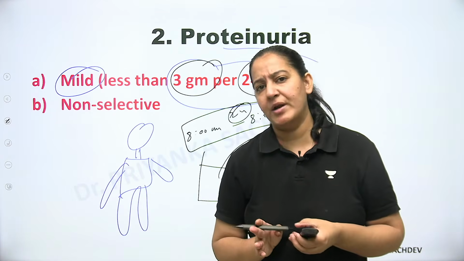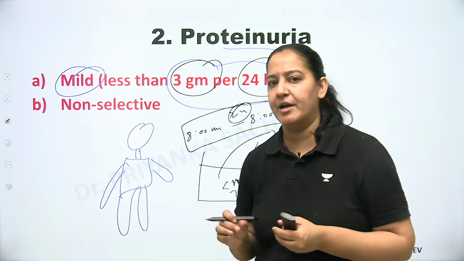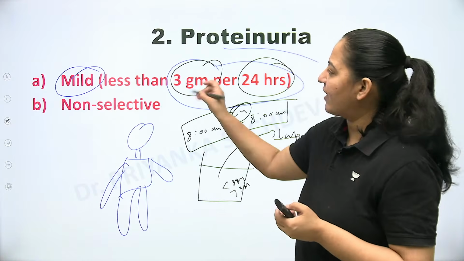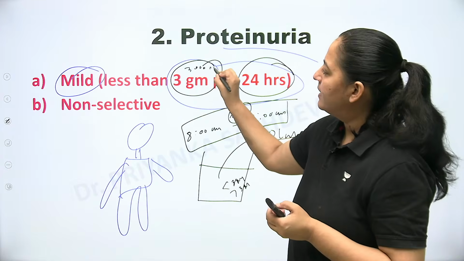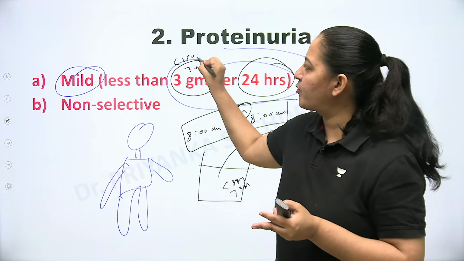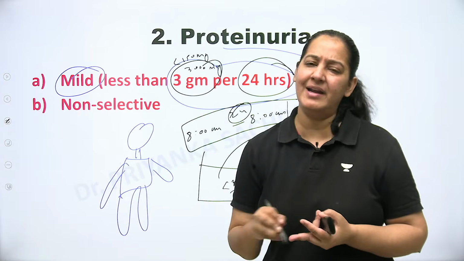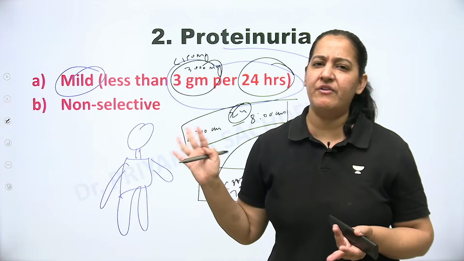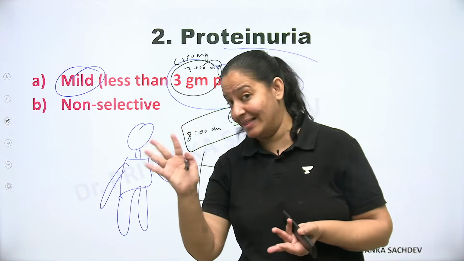Does a normal person's urine have protein? A very mild amount. How much? I'm saying the cutoff is 3 gram, that is 3000 milligram. Normal healthy urine has less than 150 milligram of protein. It is nearly nil. 100 to 150 milligram may be present in urine in a normal healthy individual.